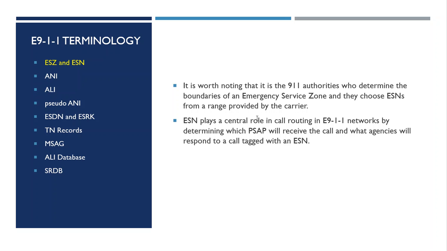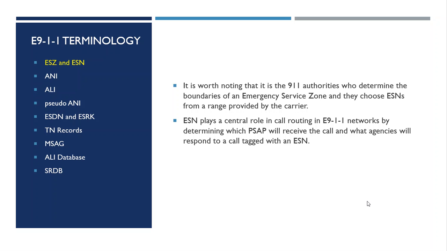It is worth mentioning that it is the role of the 911 authorities under the state or the municipality, whatever the model the state follows, who will determine the boundaries of an emergency service zone, and they will choose from a range of emergency service numbers provided by the carrier. Here in Alberta, it is TELUS. The emergency service number plays a central role in routing the calls in an E9-1-1 network by determining which PSAP will receive the call, and what agencies will respond to the call tagged with a specific ESN.